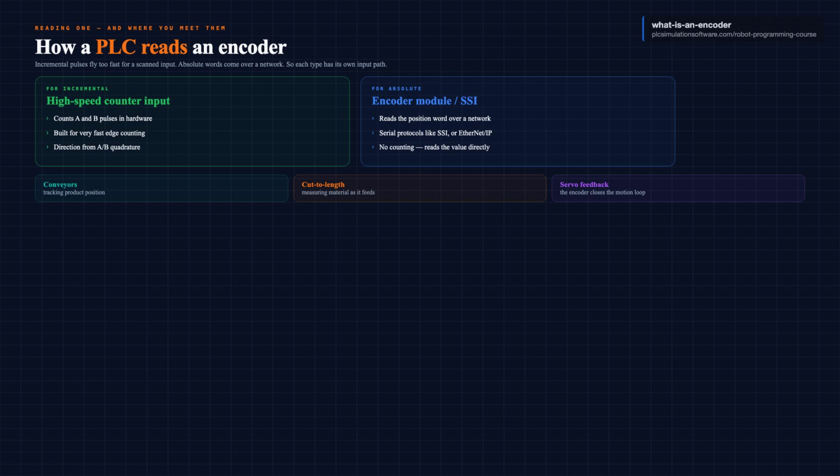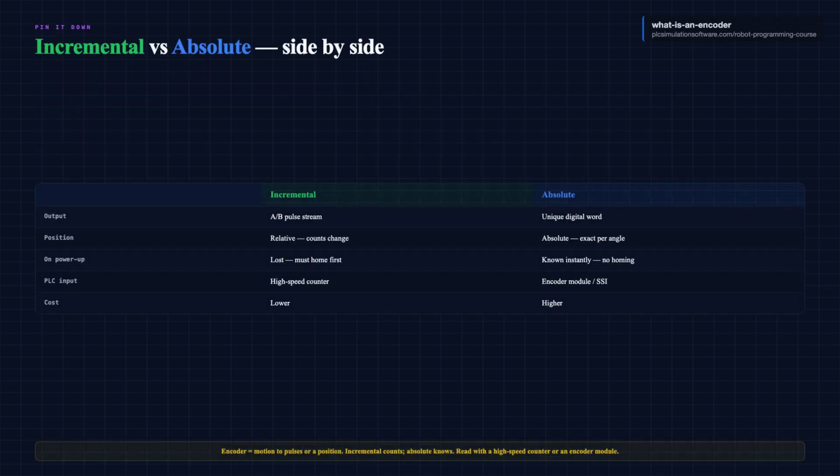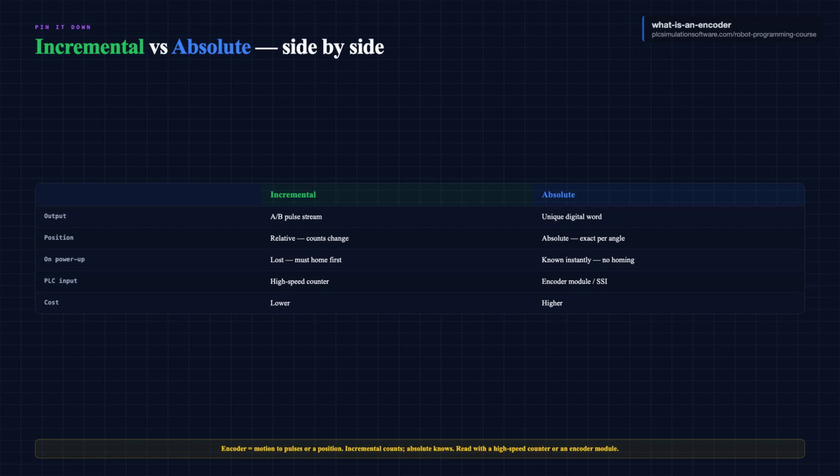So let's pin it down. An encoder converts motion into pulses or a position value. Incremental encoders count pulses, use A and B for direction, and the position is relative, lost on power off. Absolute encoders give a unique code per position and know where they are the instant they power up. And a PLC reads one with a high-speed counter or an encoder module. Get those ideas and encoders stop being scary.